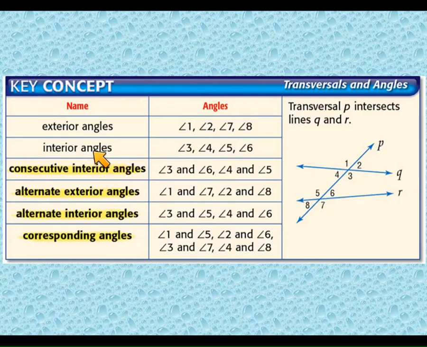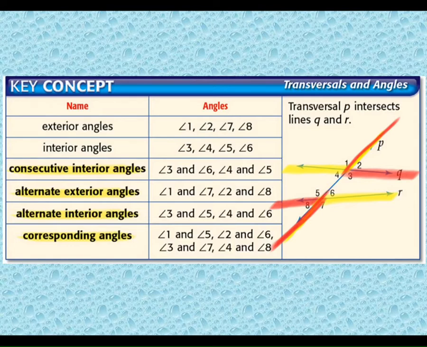Okay? Alternate exterior. Now to be alternate, does that mean the same side or the other side? Other side, right? Alternate. So alternate exterior angles, what would be the alternate exterior angle to 1? 7, because it's on the other side of the transversal, right? Those would be what we call alternate exterior. Same with angle 2, and which angle? 8. They're exterior angles that are on alternate sides of that transversal. Okay? So 1 and 7 there, alternate exterior. 2 and 8 are alternate exterior. Okay.